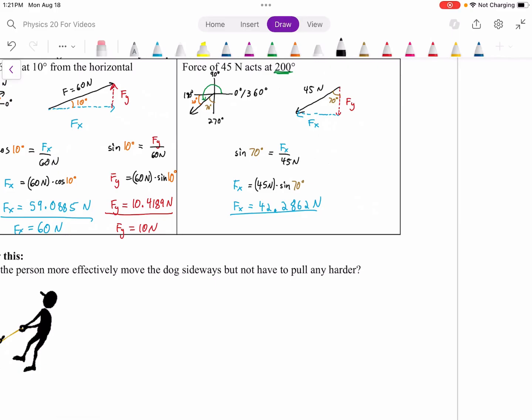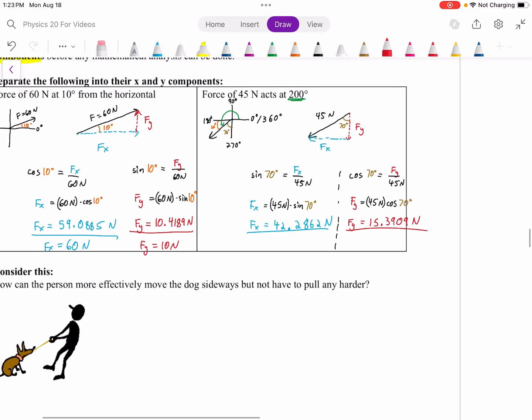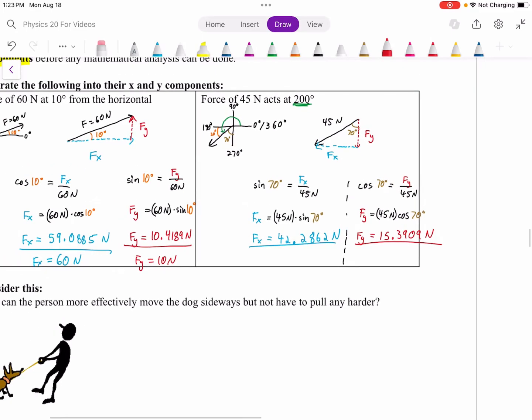Repeat this now for the y component, but now y is adjacent. Hypotenuse is 45, so we'll use adjacent over hypotenuse. That'll work with cosine, giving me that the y component is 15.3909 newtons. Okay, and that would be downward, which actually I did forget to do with my other ones here as well. So let's add direction, right?